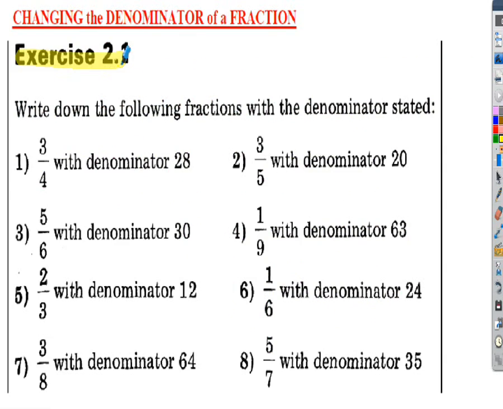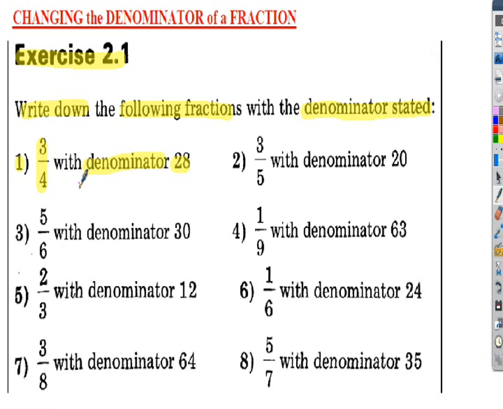So exercise 2.1, we're asked to write down the following fractions with the denominator stated. So in this case, for question 1, we're given a fraction of 3 upon 4, but the denominator at the moment is 4. We're asked to now change the denominator to be 28.